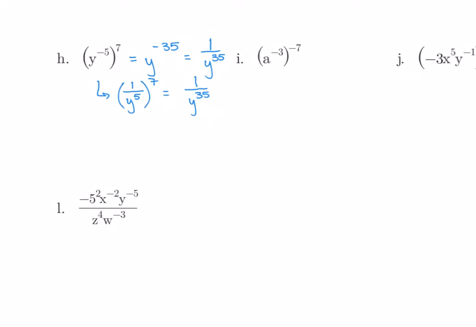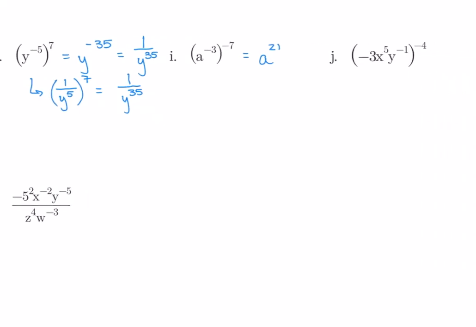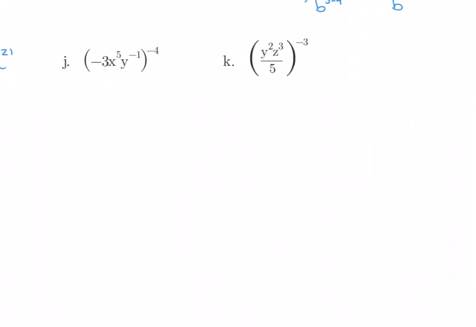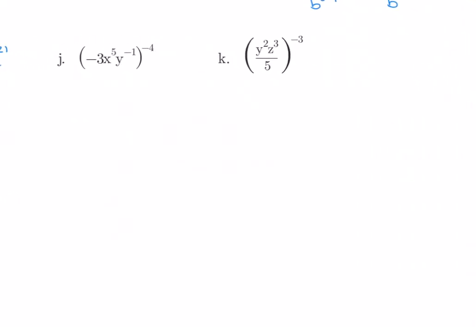Now you could do this on I, but it's going to be kind of pointless. If we go ahead and just multiply our exponents, what happens when we multiply two negatives? We get a positive, so we just get a to the 21st. All right, let's look at example J.